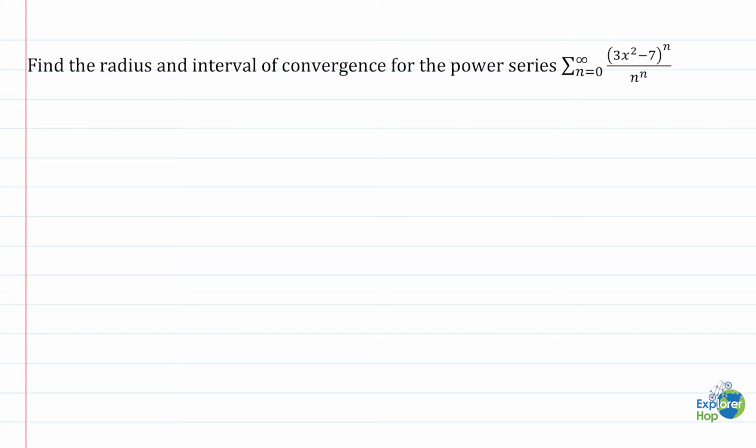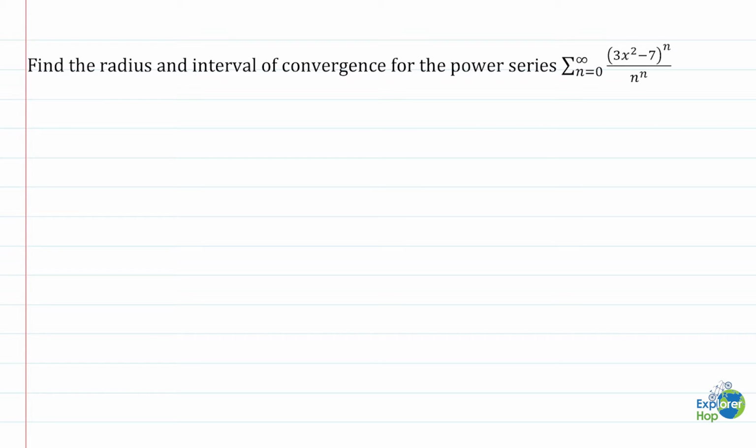In today's worked example, we'll find the radius and the interval of convergence for the power series summation n equals 0 to infinity of (3x squared minus 7) to the power n over n to the power of n.